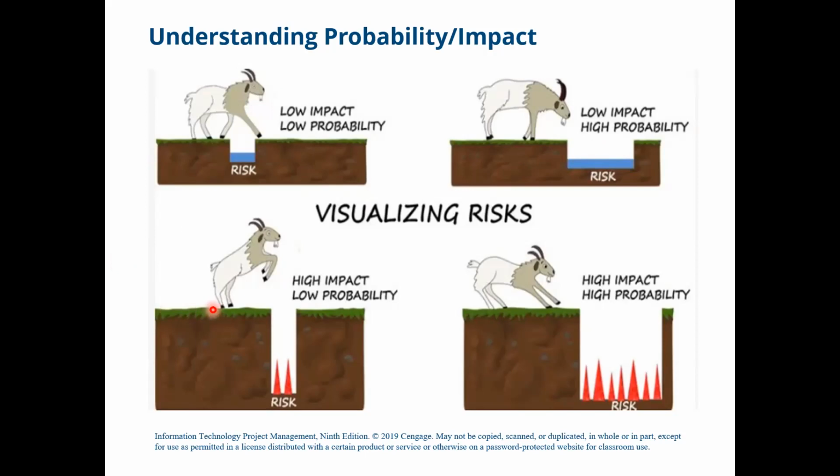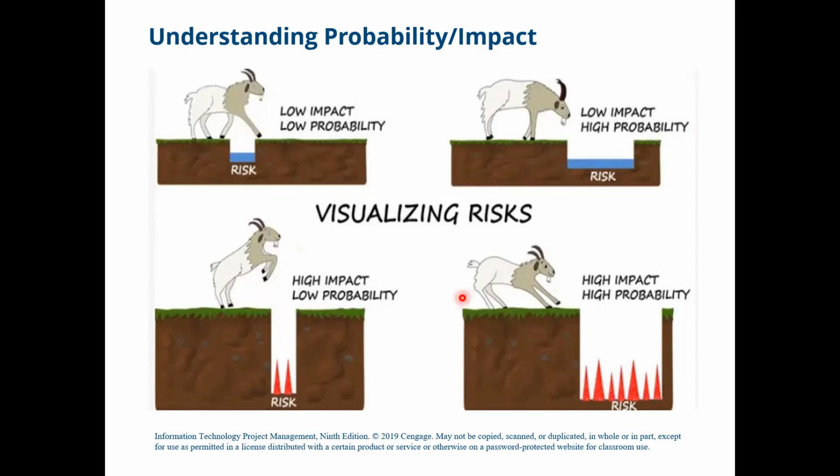Here we can see the hurdle is small, right? The probability of the goat getting into this hurdle is low because it is not very wide. But if it happens, the impact will be high, because deep in the hole we see sharp edged material is placed, which can cause serious injury to the goat.